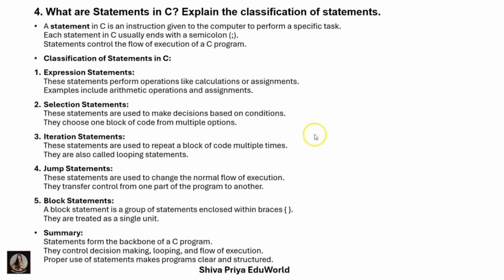For example, if I want to print numbers from 1 to 5, or print multiples of 5, anything where I want to repeat a set of statements, then in that case I will use iteration statements. For example, I have the for loop, while loop, and do while loop. This one also I have explained in detail. They are also called looping statements.